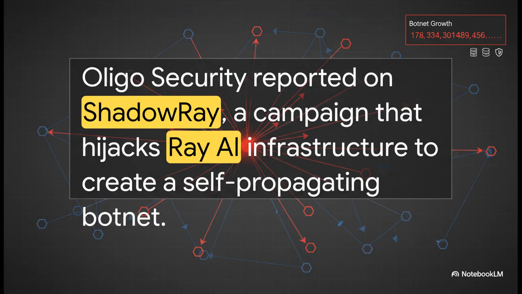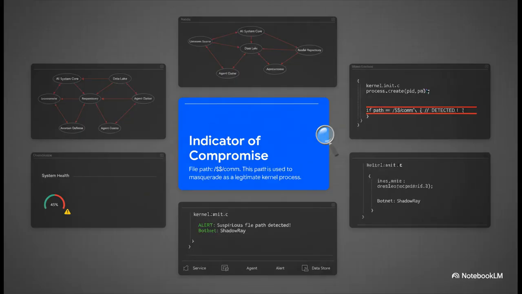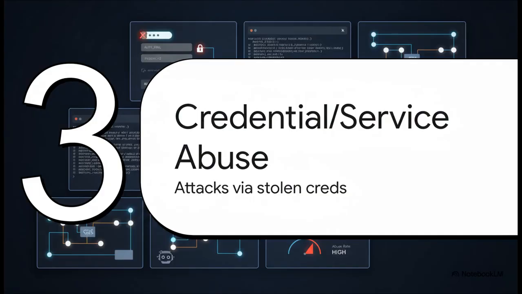This one hijacks Ray infrastructure, which is a popular distributed computing framework, and basically ropes it into a self-propagating botnet. One of the key indicators of compromise for this ShadowRay botnet is the presence of a specific file path, /$/com. The malware uses this path to try and masquerade as a legitimate kernel process, trying to hide in plain sight.